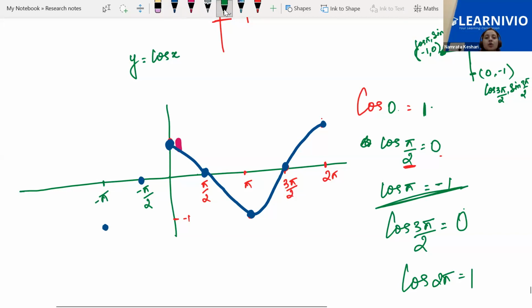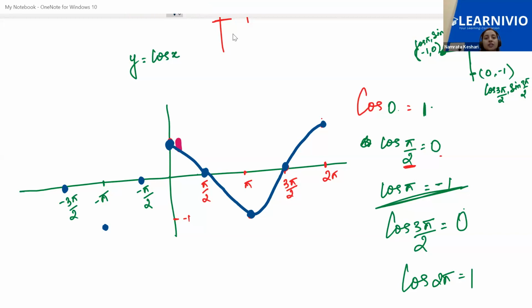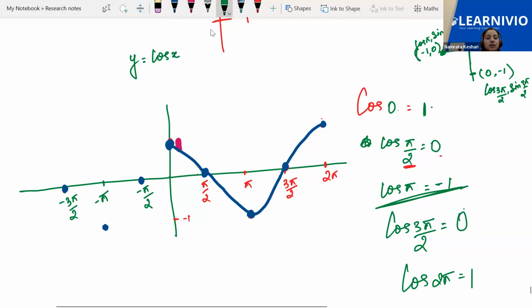Now cos of minus 3 pi by 2 will give the same result as 3 pi by 2, that is 0, because cos of minus theta is just cos theta. Anywhere, if you are having any doubt, please let me know. Cos of minus 2 pi will generate the same result as cos of 2 pi, that is 1. Let's try.